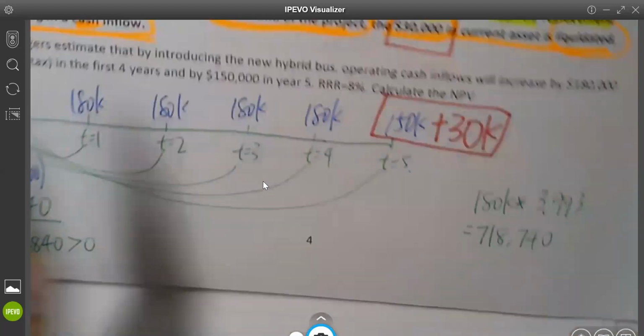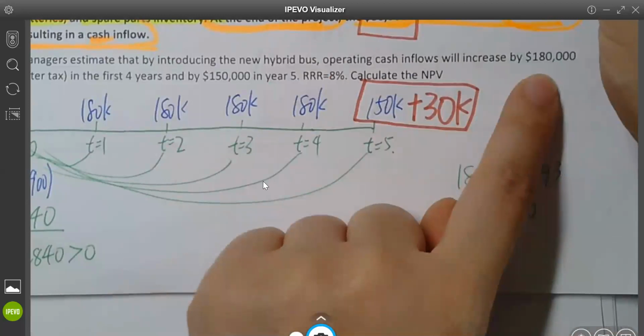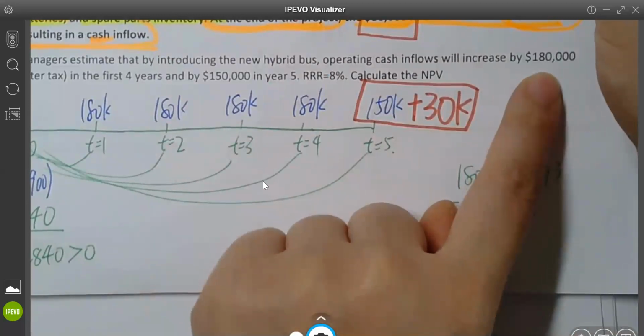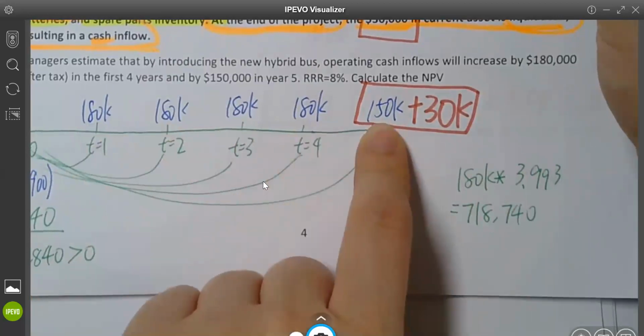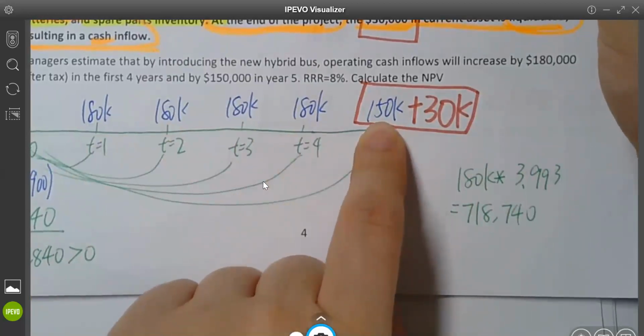Does this number look familiar? I want to hear yeah, yes, right? Yes, that's we got 180, 180, and then 150 for the 5th year.